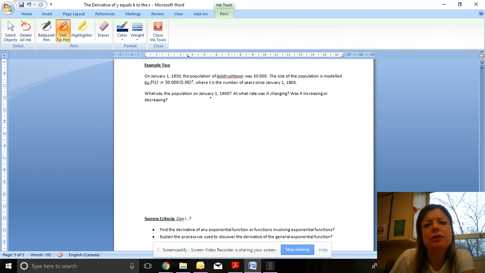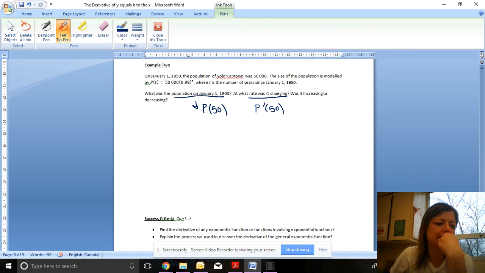So what is the population on January 1, 1900? That is 50 years after, so that is finding P of 50. And at what rate was it changing? That's P prime of 50. And then increasing or decreasing, well, we know that it should be decreasing because it's a decreasing function, but the sign of the derivative will also give us that information.